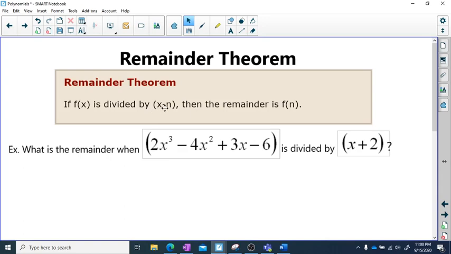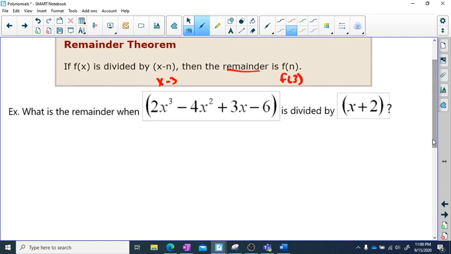So in this case, let's use some examples here. Suppose this was x minus 3. Well, then, according to what I read here, I should substitute f at 3, and it will tell me the remainder. So if I apply that theorem here, let's have a look. If I'm dividing by x plus 2, according to this, if it was x subtract n, I substituted the opposite sign. So instead of subtract n, I substituted 3. So here I should be substituting x equals negative 2. Let's put that in here to get the remainder.